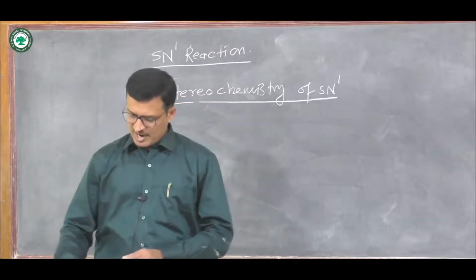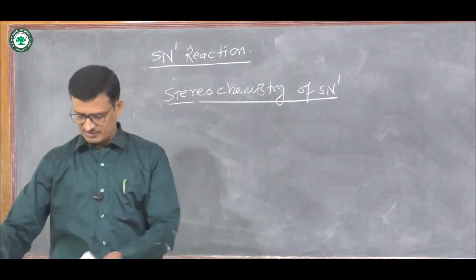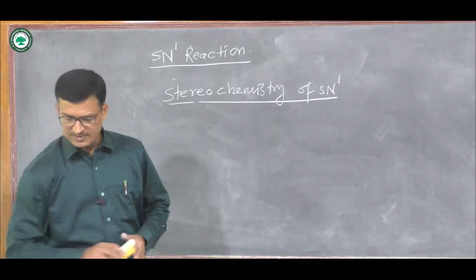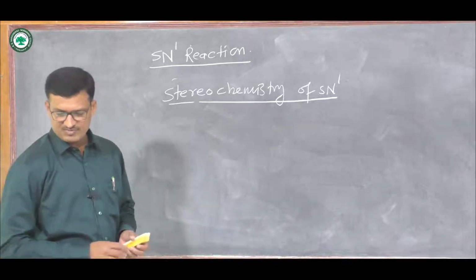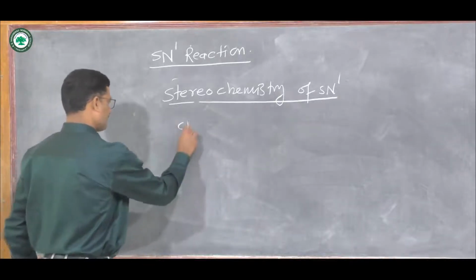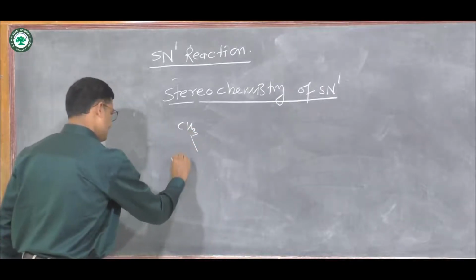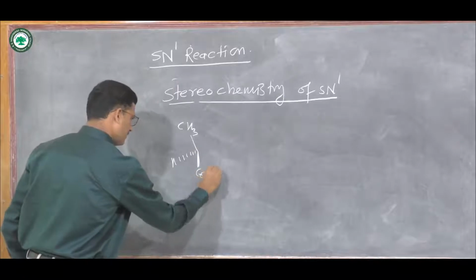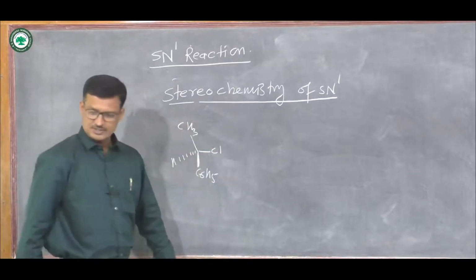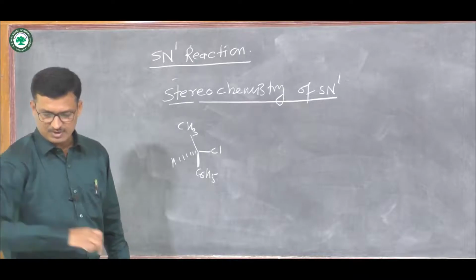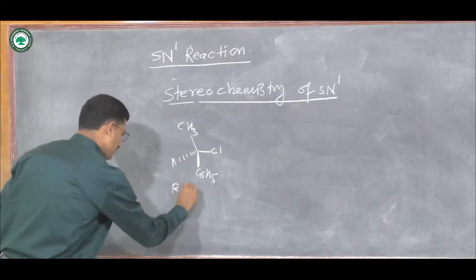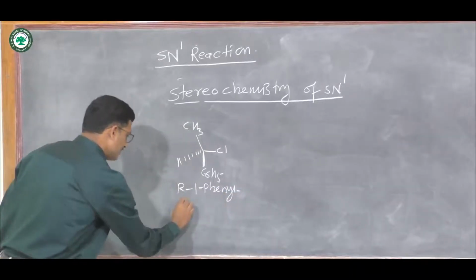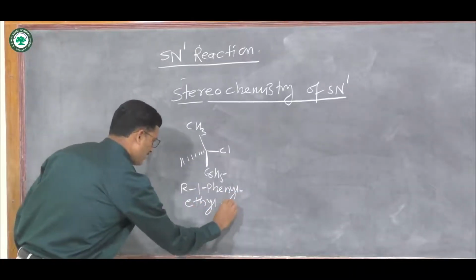So why is 100% racemization not observed in the SN1 reaction? That's why we take one simple example, 1-phenyl ethyl chloride. This is the simple example, (1R)-1-phenyl ethyl chloride.